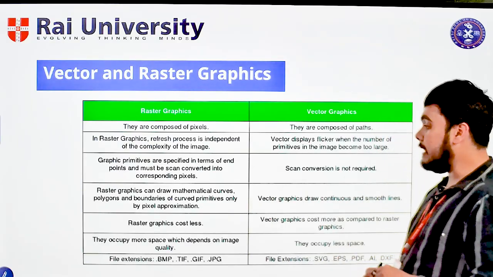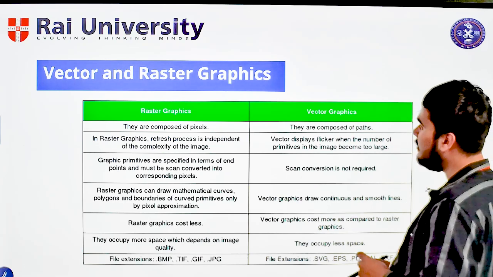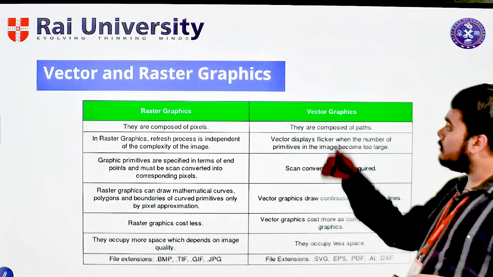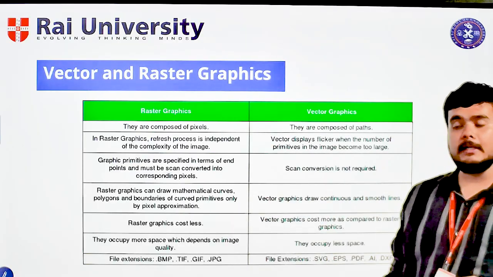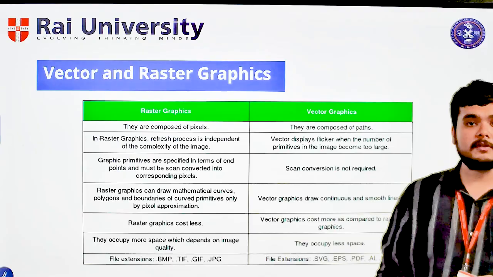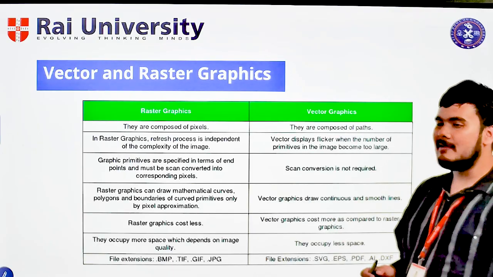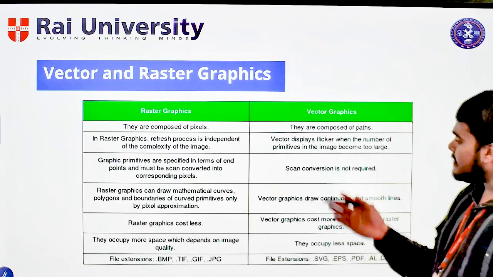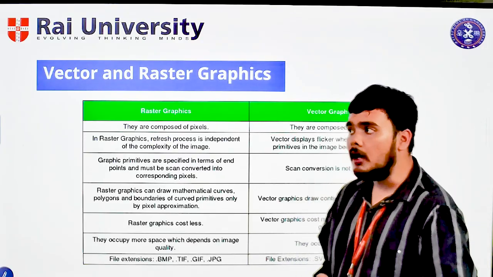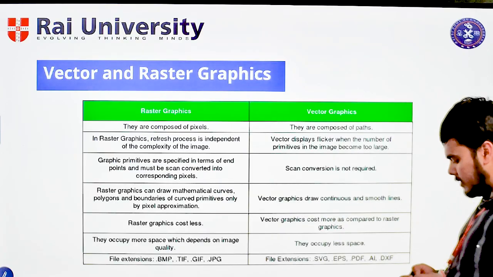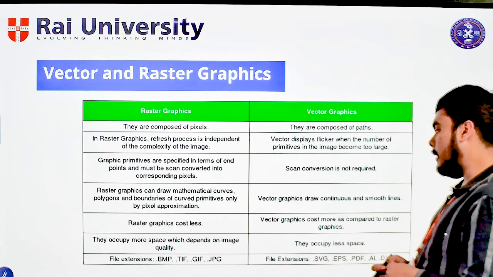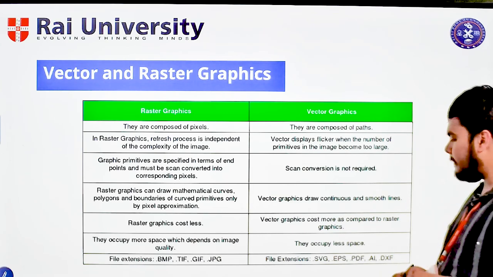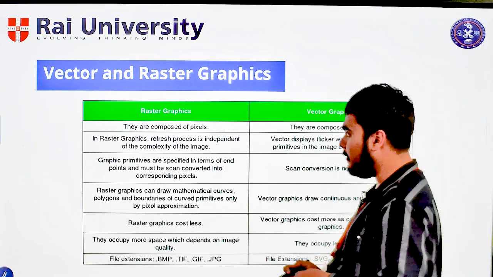Now raster graphics cost is very low because it contains only pixel values, while vector graphics is comparatively more expensive. In raster graphics we use mathematical operations as approximation structures, while vector graphics is just by showing the graph and line itself. Raster depends upon the size or quality of the image. The formats extend to BMP, TXT, GIF, JPG, while vector is based on SVG, EPS and PDF formats.